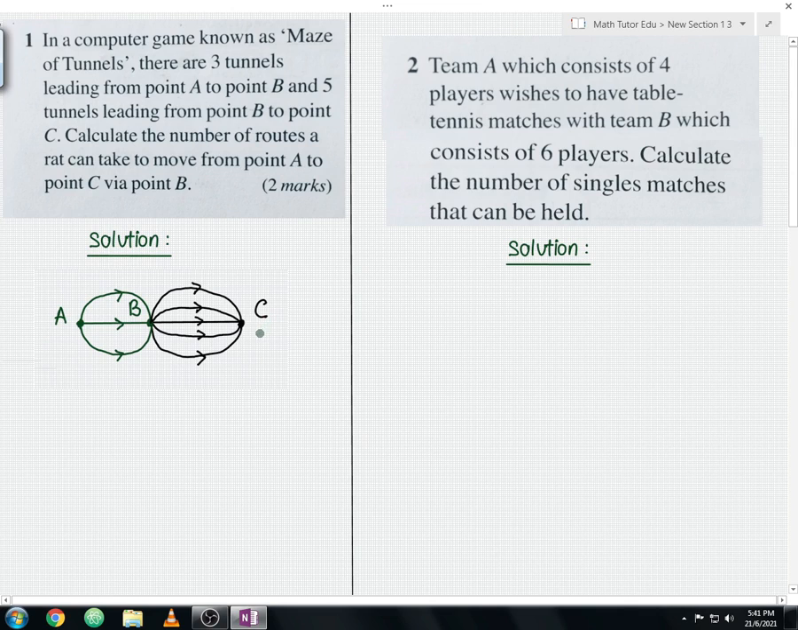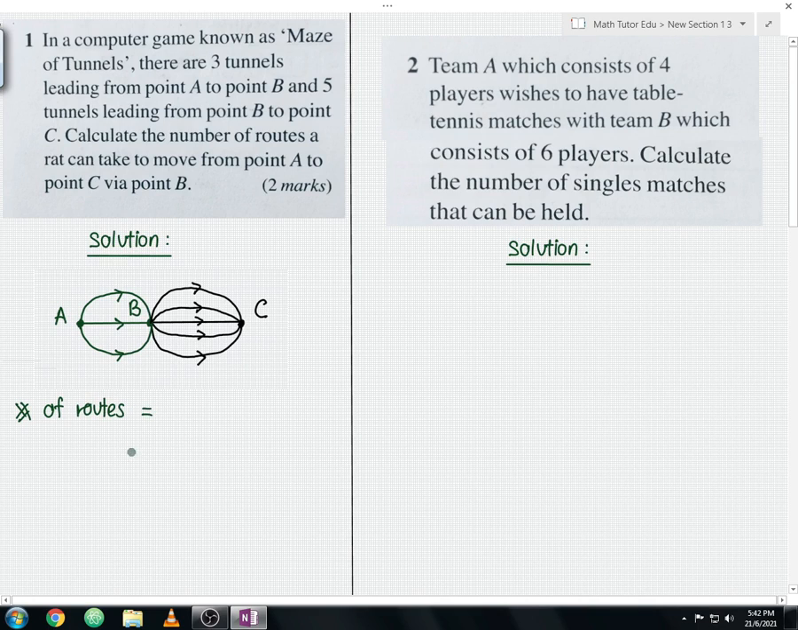To differentiate the different routes, the first route consists of 3 tunnels, which I drew in green, and then the second route, which consists of 5 tunnels, I drew in black. From here, you need to calculate the number of routes a rat can move from point A to point C. From point A, the rat needs to move to point C, which is via point B over here.